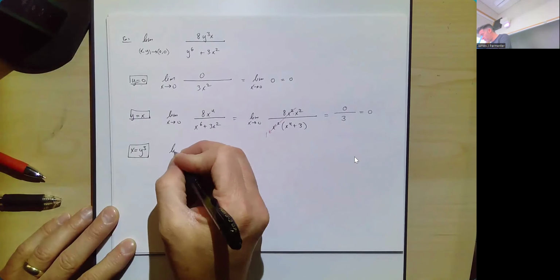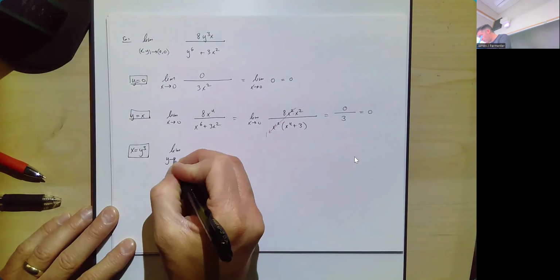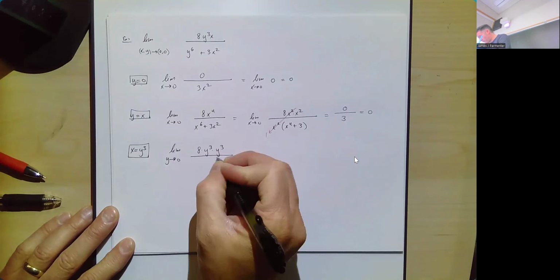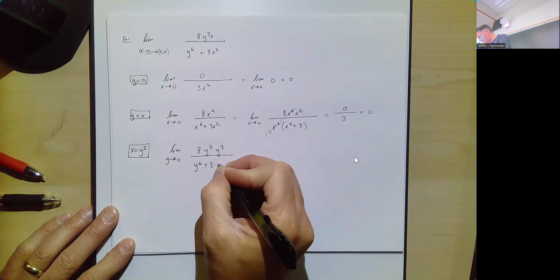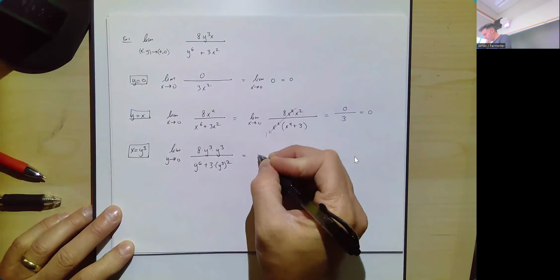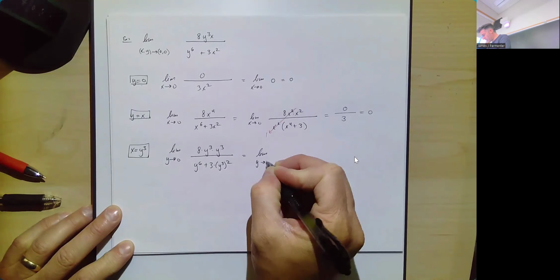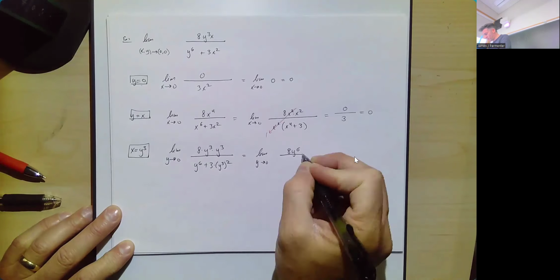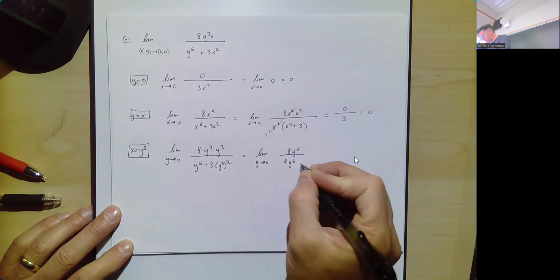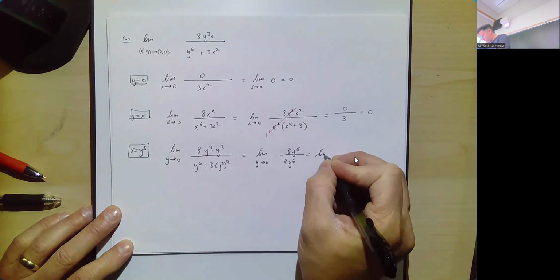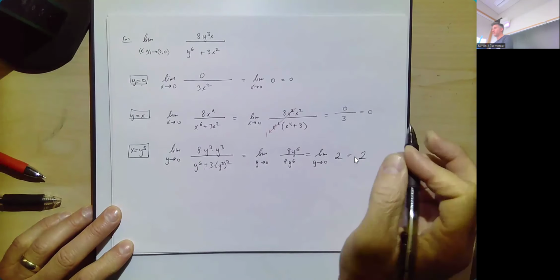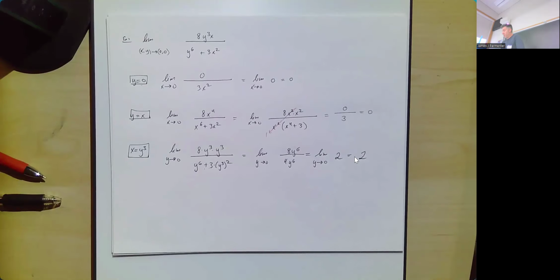So then we're going to do the limit as y goes to 0 of 8 times y cubed over y to the 6th plus 3 times y cubed squared. On the top, we have 8 times y to the 6th. On the bottom, we have y to the 6th plus 3 times y to the 6th, which is 4 times y to the 6th. 8y to the 6th divided by 4y to the 6th is 2, and the limit of 2 is 2. And so the limit doesn't exist.